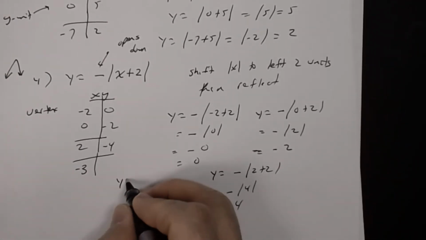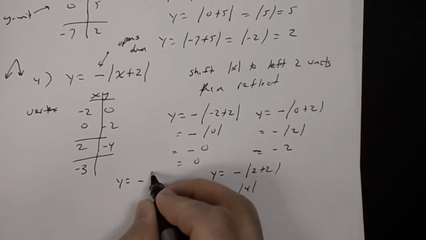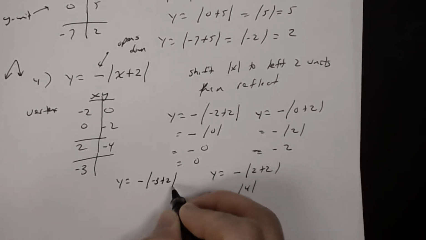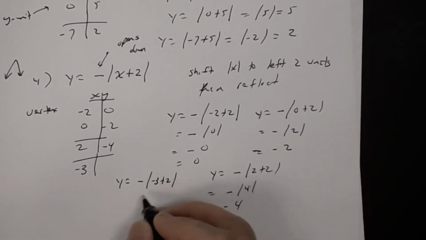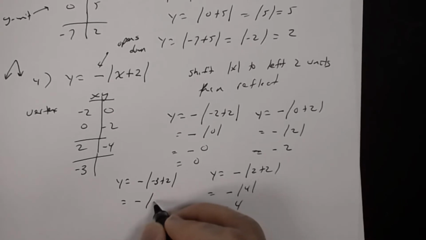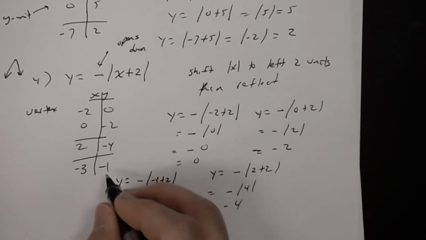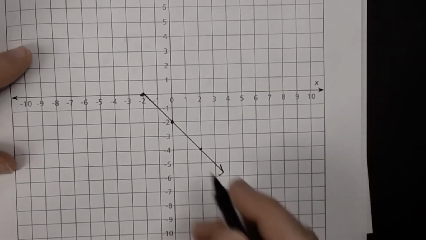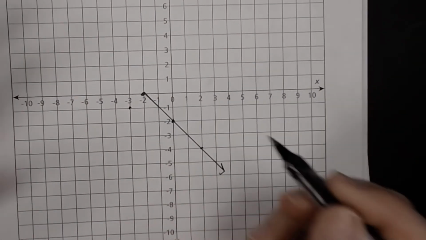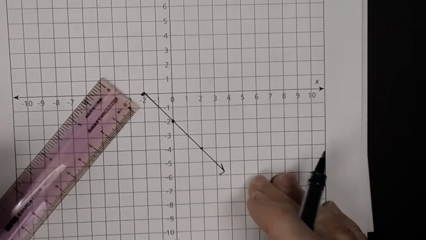I get y equals the opposite of the absolute value of negative 3 plus 2. Negative 3 plus 2 is a negative 1, so this becomes the opposite of the absolute value of negative 1. The absolute value of a negative 1 is 1, so this becomes a negative 1. The opposite of a positive 1 is a negative 1. And so notice I've plotted that point, I get this. So I get this graph.